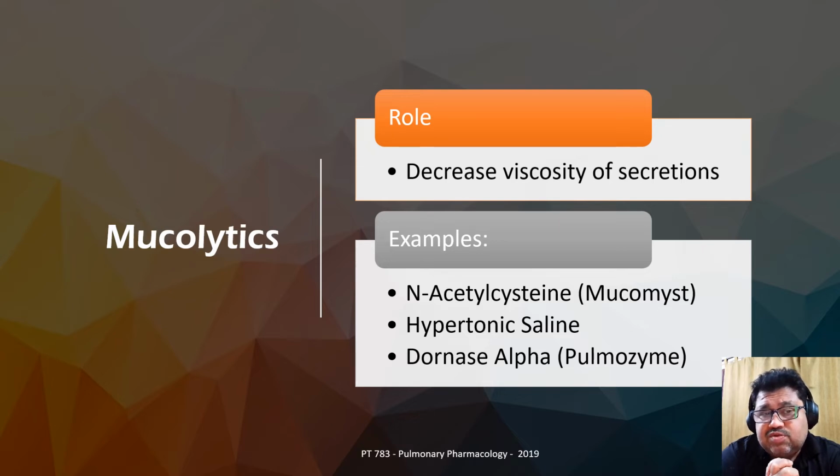Drugs are available to reduce the thickness of the mucus. These drugs are called mucolytics. At least three different options of mucolytics are hypertonic saline, N-acetylcysteine, which is known as Mucomyst, and Dornase alpha. Despite the fact that they are all mucolytics, they have different mechanisms of action. So let's take a brief look at each one.